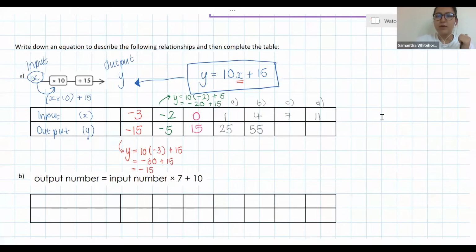Right, Lesejo, do you want to give me the output when my input is 7? Yes, ma'am. You say 10 times 7 plus 15, it's going to be 70 plus 15, it's going to be 85. Excellent. Well done. Right, Lesejo explained it very nicely there. I don't think I need to repeat anything. Lungile, tell me the output when my input is 11.